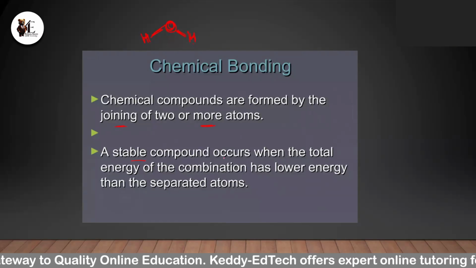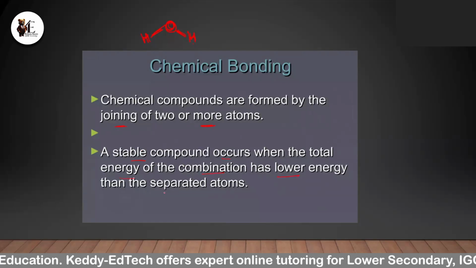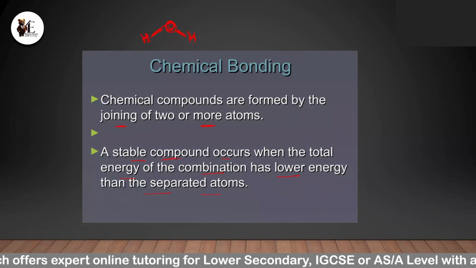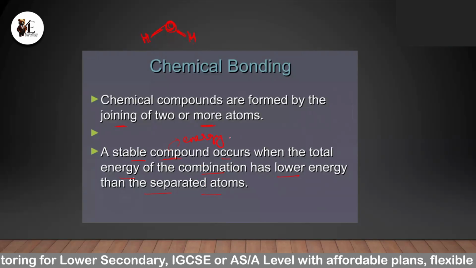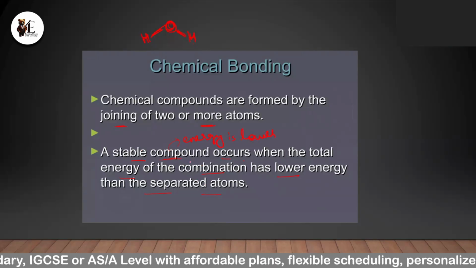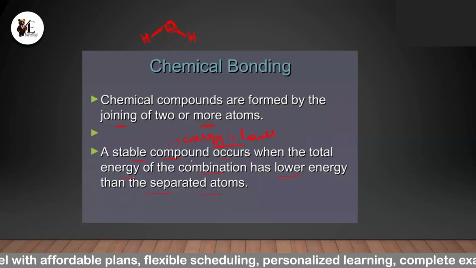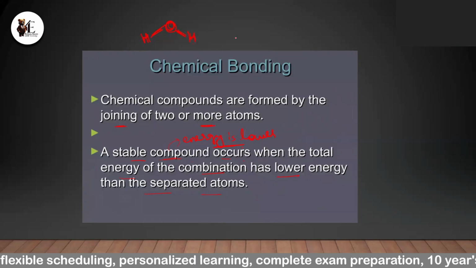A stable compound occurs when the total energy of the combination is lower than the energy of the separated atoms. As I already told you, if a compound is stable, that means its energy is lower. So a stable compound occurs when the total energy of the combination is lower. Energy should be lower in a stable compound than in your separated atoms. Clear?